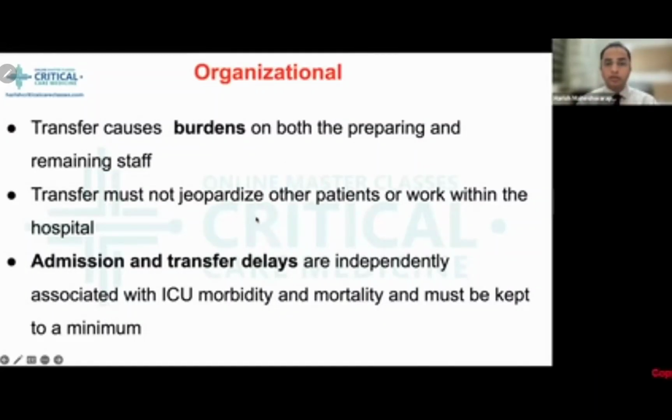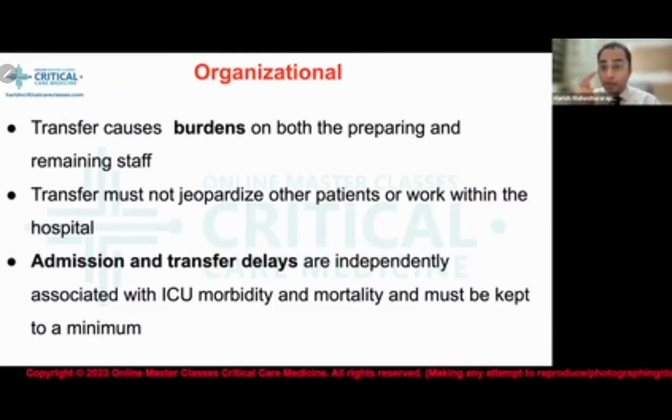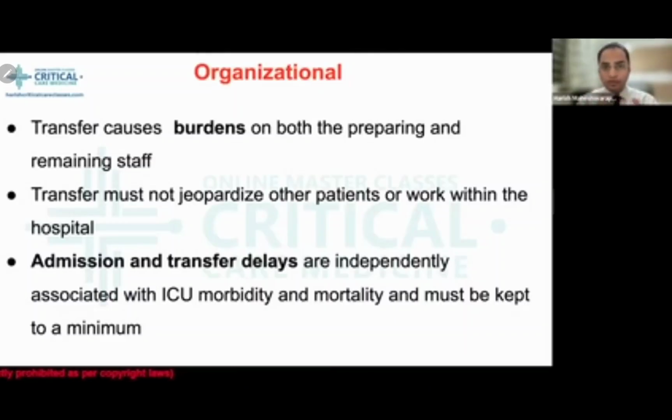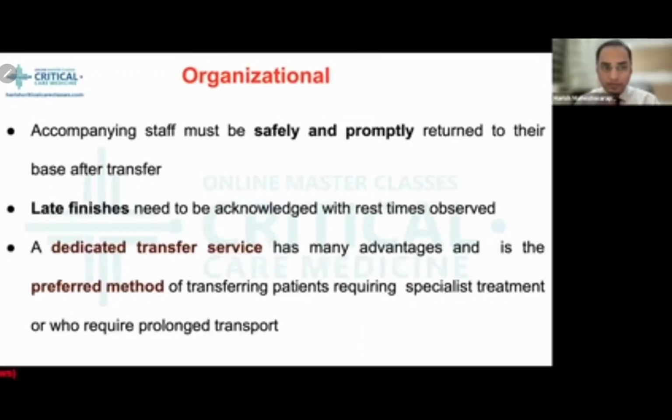Transfer must not jeopardize other patients or work within the hospital. Means if you are planning to transfer one VIP patient, it should not create problems in giving care to the other patients who are in the ICU. Admission and transfer delay are independently associated with ICU morbidity and mortality and must be kept to a minimum. So these are some of the organizational risks involved.